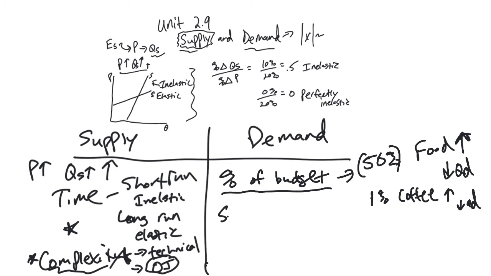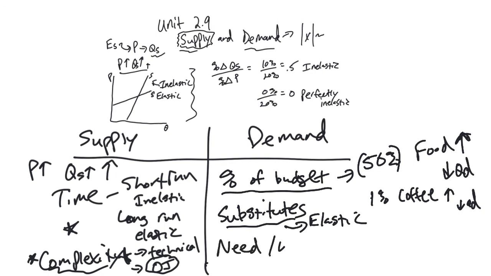The next one is substitutes. If there's a lot of alternatives available, and the price of this one goes up, I'm just going to buy a different one, right? So if there's lots of substitutes, it means the good is elastic. People aren't going to buy that one if there's a bunch of alternatives available. So lots of substitutes means elastic. If there's only one type of that good that exists, well then I basically have to keep buying it. So it's very inelastic.